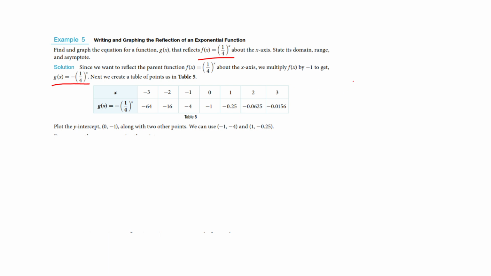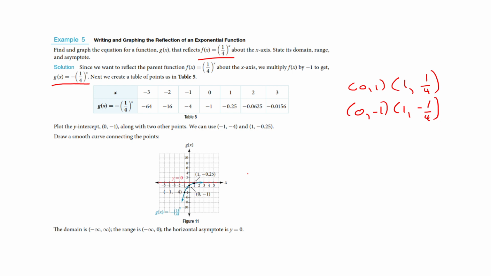So let's take a look at our key points. We have 0. Every time you put in 0, you get 1. You put in 1, you get b. Okay, now we've put a negative out front of all of this, so all the y's are now going to be negatives. That's all it's going to do. And by doing that, it's going to turn it upside down. So we've now graphed it.